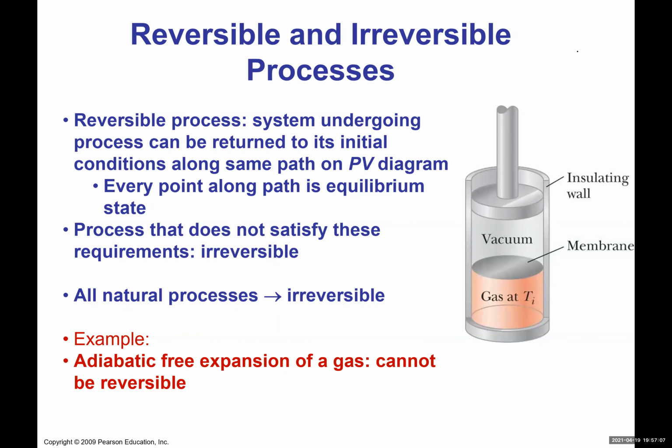All right, next we're going to look at reversible versus irreversible processes. Generally we can think of it like this. A reversible process is when the system undergoing the process can be returned to its initial conditions along the same path of a PV diagram. That means if this is state one and this is state two, whatever that path is, you go from one to two, and then you come back from two to one along the same path on the PV diagram. So that's a reversible process.